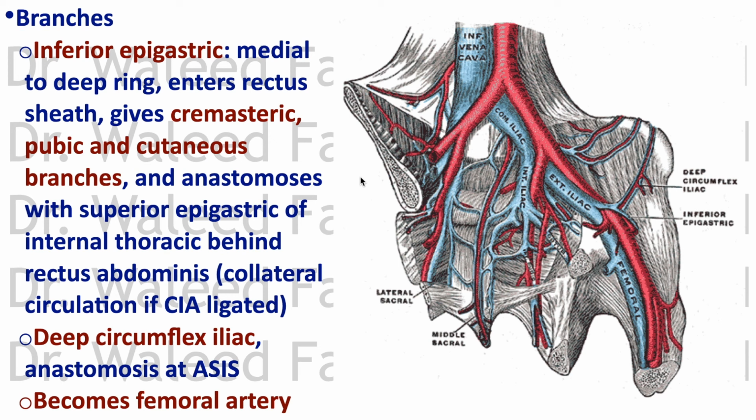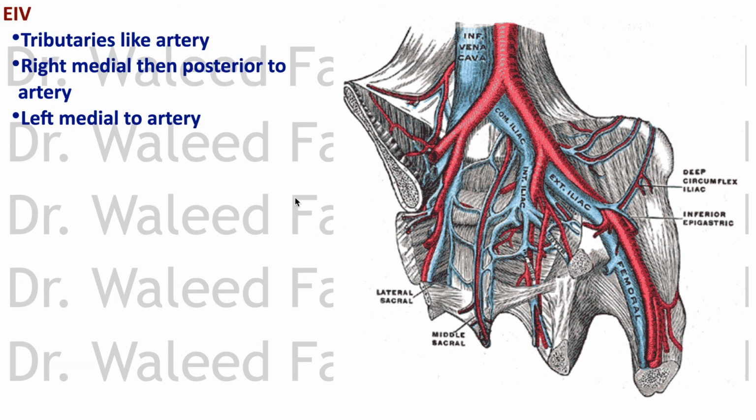Collateral circulation. The deep circumflex iliac artery forms an anastomosis at the anterior superior iliac spine. This is the deep circumflex iliac artery. And the artery itself becomes the femoral artery. The external iliac vein has tributaries like the artery. The right one is medial, then posterior to the artery. The left is medial to the artery, as you can see here, the external iliac vein. It's a continuation of the femoral vein.